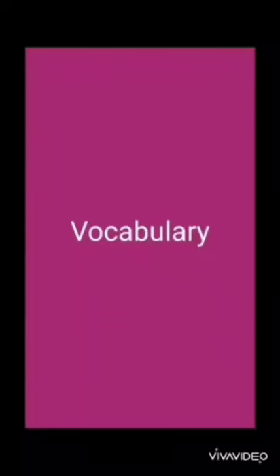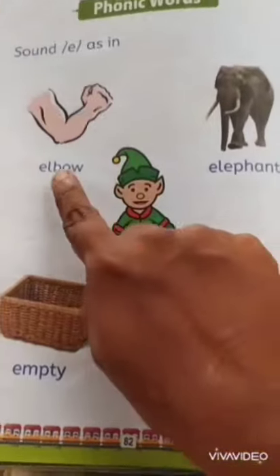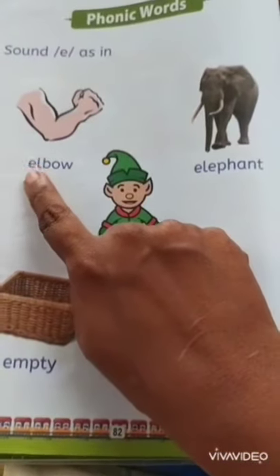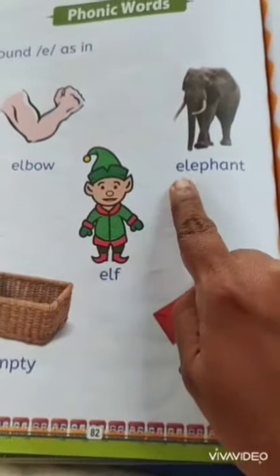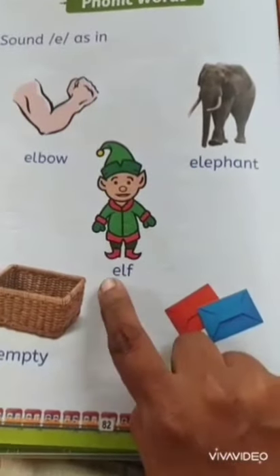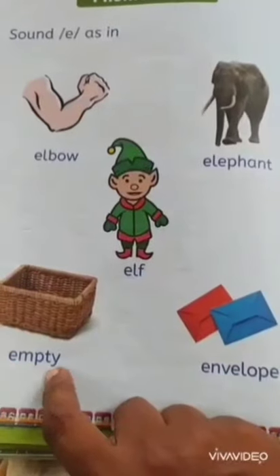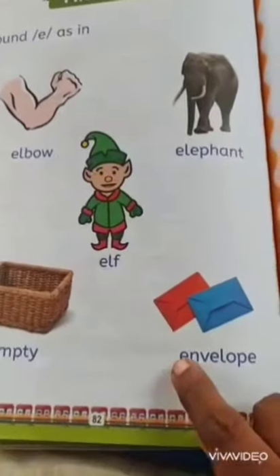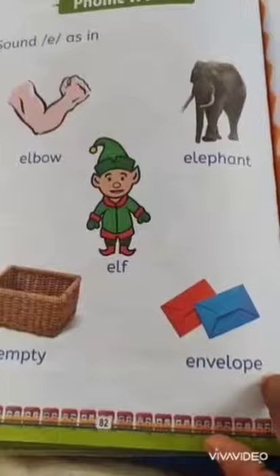Let us learn some words. Eggs in the pan. A elbow, A elbow, A elephant, A elf, A empty, A envelope, A envelope.